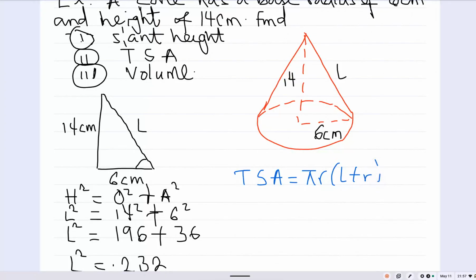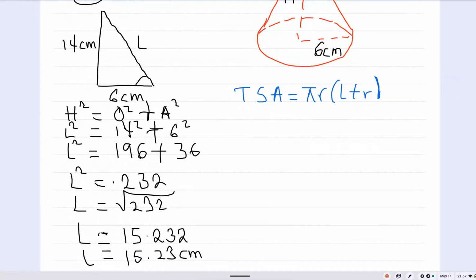What does this have to tell you? If you are not given your slant height, you would need to find your slant height first. Are you getting what I'm saying? Without getting your slant height, there is nothing you can do. Alright.